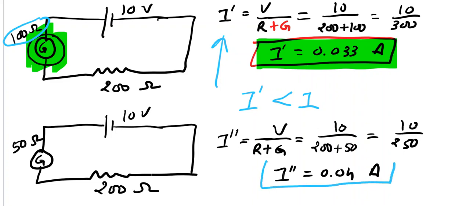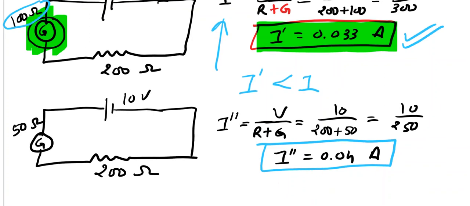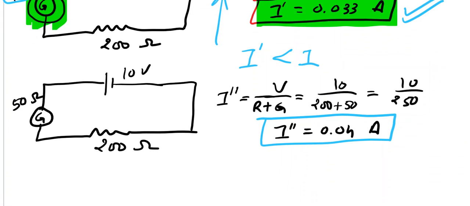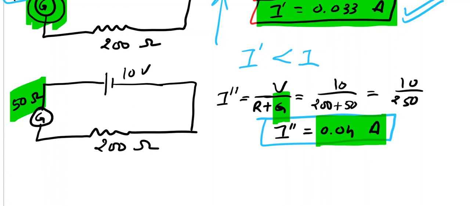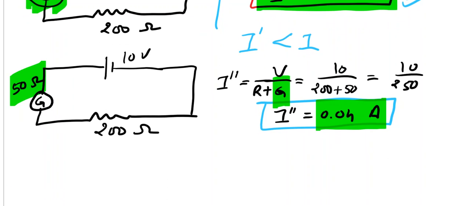Not 0.05, but at least better than this one, isn't it? So what we can do is, by choosing a galvanometer with a smaller value of G, the resistance of the galvanometer is indicated by G, we can minimize the error, but we cannot make it zero. The measured value will always be less than the theoretical one.